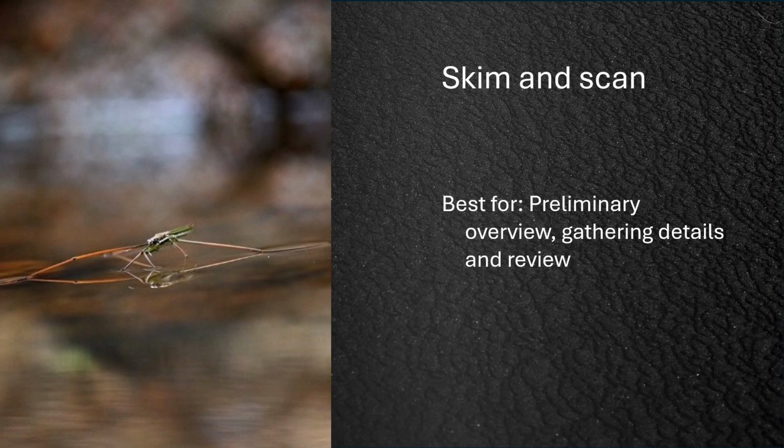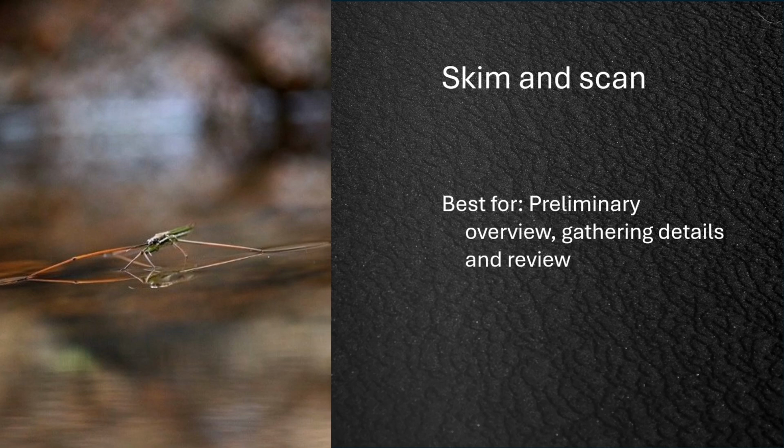If what you need is a preliminary overview of a topic, to find specific details, or to remind yourself of something you've already read, skimming and scanning are your best strategies. Skimming is looking for ideas, not details. When skimming, you're using the key structural elements of a text to quickly move through the document without getting bogged down in the argument and evidence.